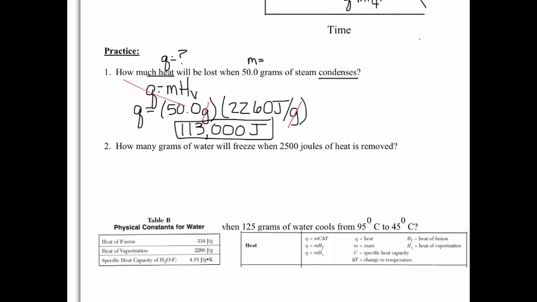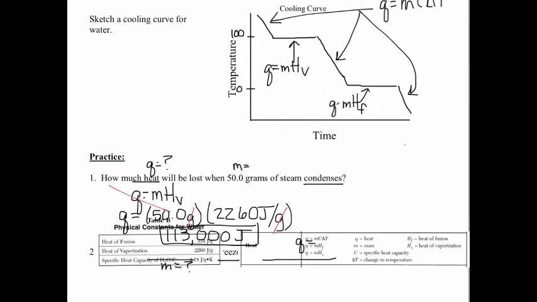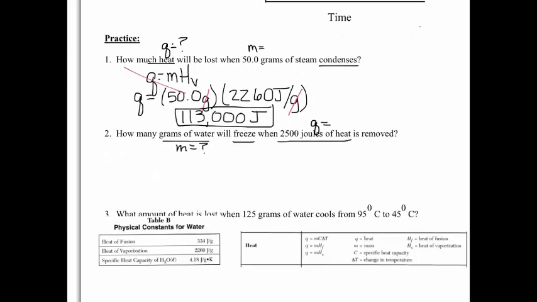All right, next question. How many grams of water, so in this question we're actually going to be looking for M, will freeze, so we're talking about that lower plateau, when 2,500 joules of heat is removed. So this is our Q. So up here we said that when we are talking about that lower plateau, we're going to use this equation. Q is equal to mHF.